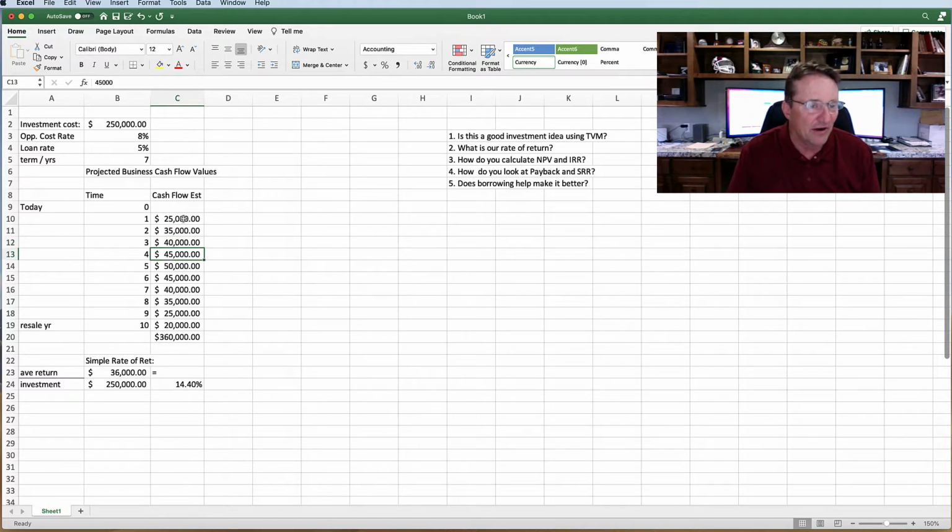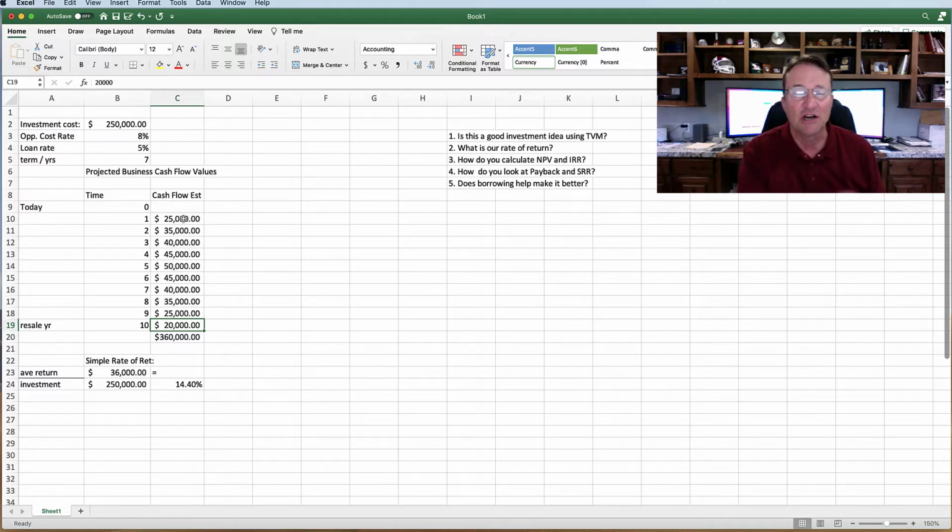You're higher, you're higher, you're higher. But then in year 8 again, you're lower and you're lower and you're much lower here. So you can see that the simple rate of return looks like a good analysis. However, when you really think about the time that it's taking, it doesn't account for that at all.